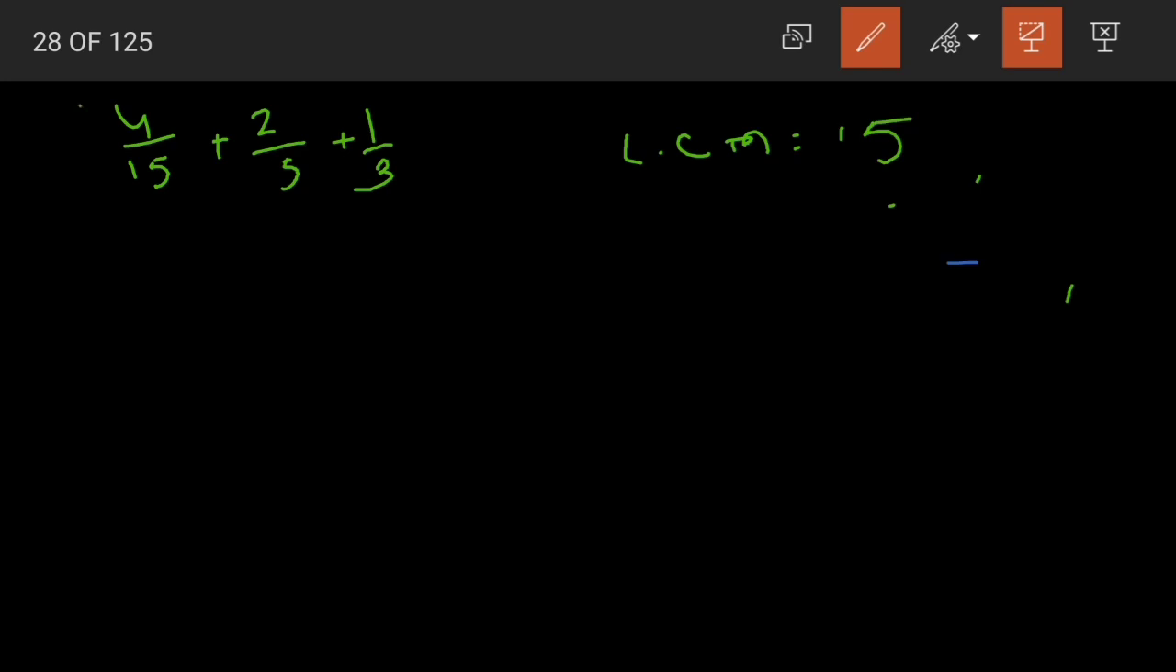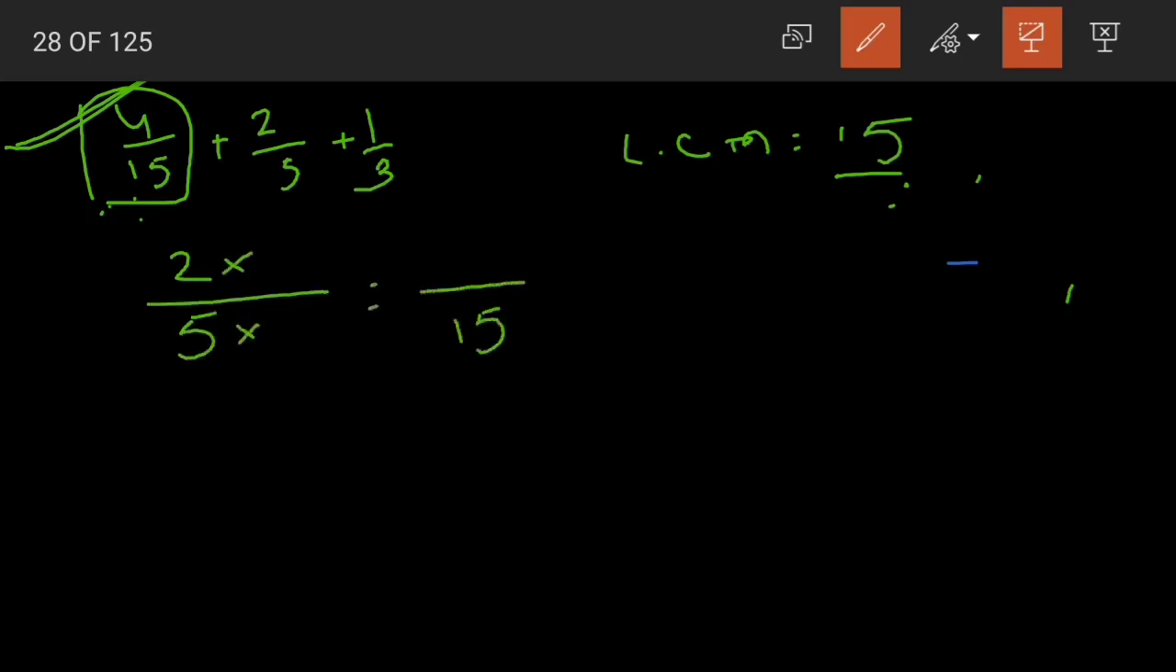15. Now if you look at the first fraction 4 by 15, it is already having 15 as the denominator, so let us leave it as it is. Now coming to the next one, 2 by 5. Now its denominator should be equal to 15. How will we get 15, children? 5 into 3. Yes, so multiply the numerator also with 3. 2 3s are 6 divided by 5 3s are 15.